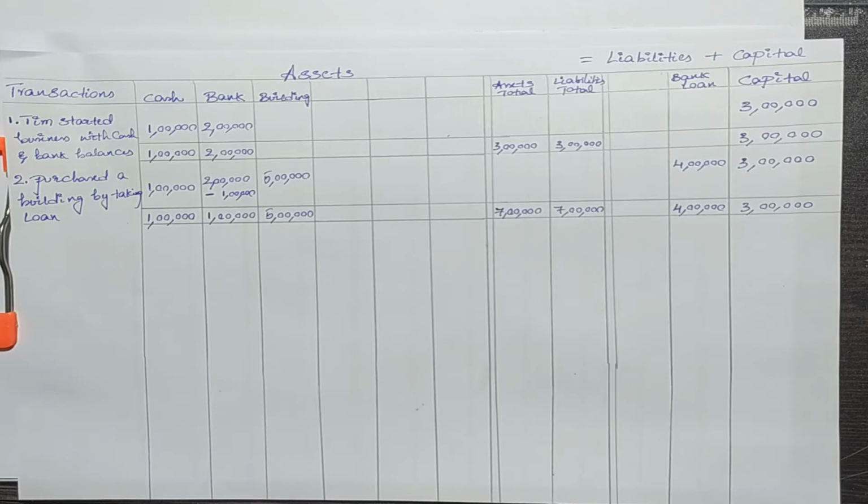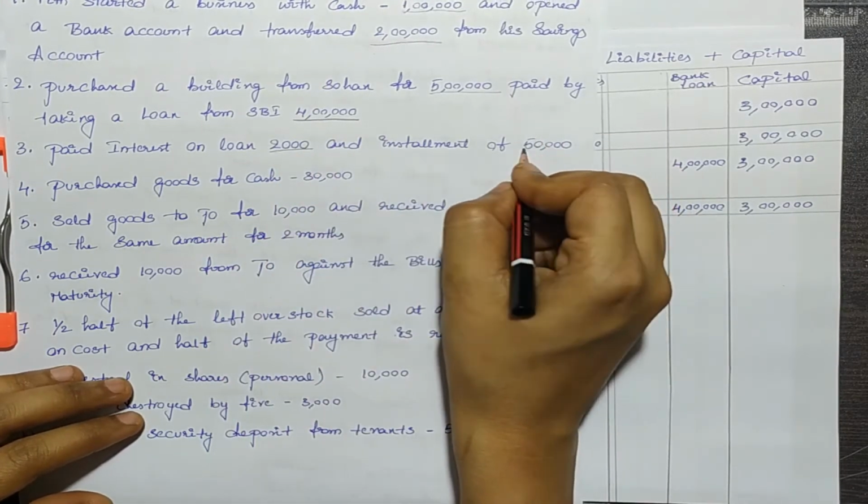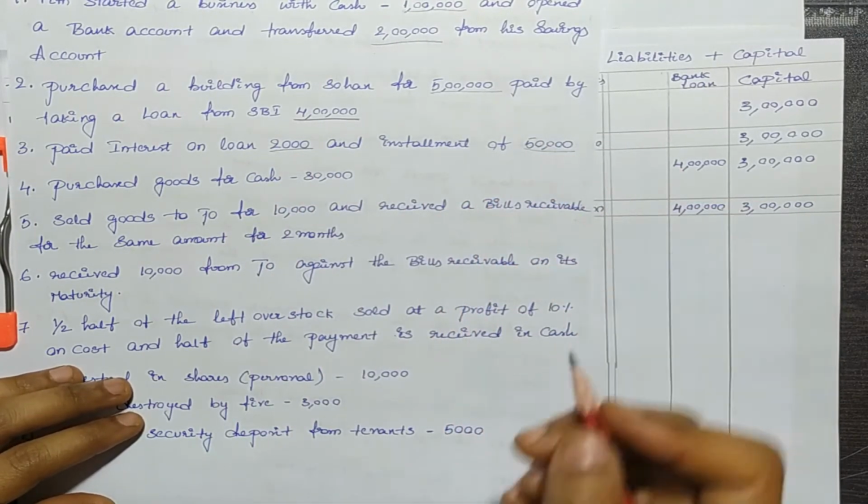Now cash is 1 lakh, bank is 1 lakh, building is 5 lakh and asset side total is 7 lakh. And liability side total is also 7 lakh because bank loan amount is 4 lakh and capital is 3 lakh. Asset side total and liability side total are matching with each other. Next transaction is paid interest on loan 2,000 and installment of 50,000.